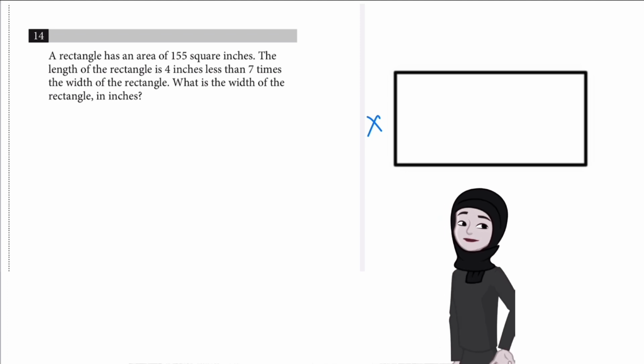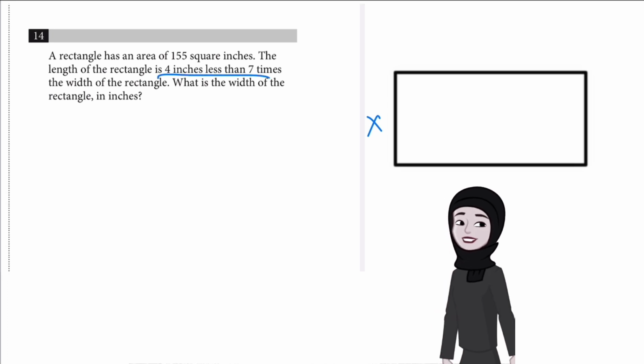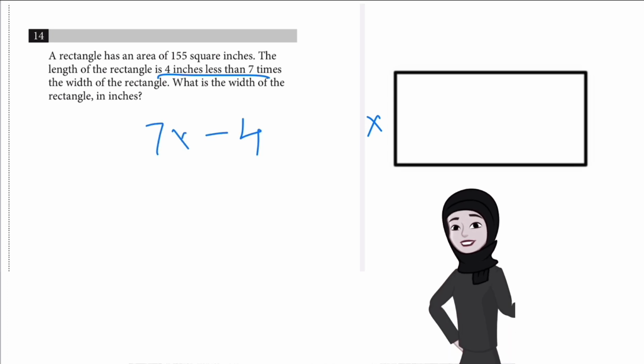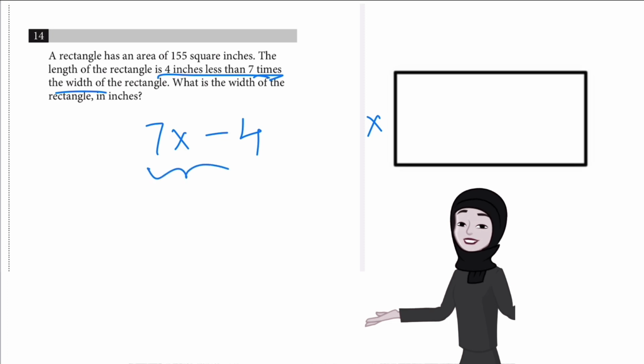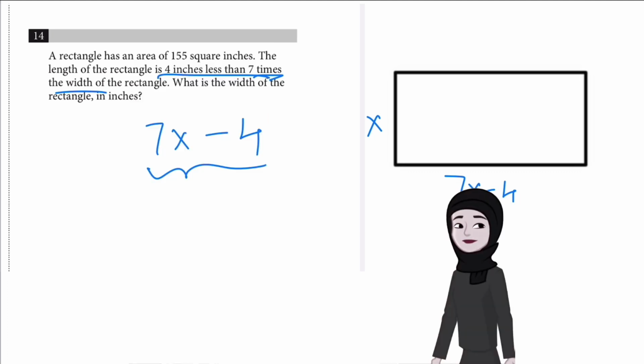Let x represent the width in inches of the rectangle, and it's given that the length of the rectangle is 4 inches less than 7 times the width of the rectangle. 4 inches less, that means minus 4 less than 7 times the width. So if x is width, that means 7 times x will give the 7 times width of the rectangle, and 4 inches less than that we can represent with this expression 7x minus 4. So 7x minus 4, I will just mark it on this rectangle for the length.